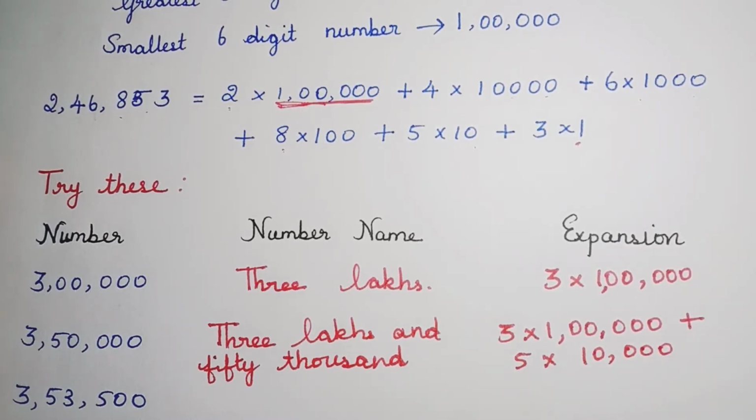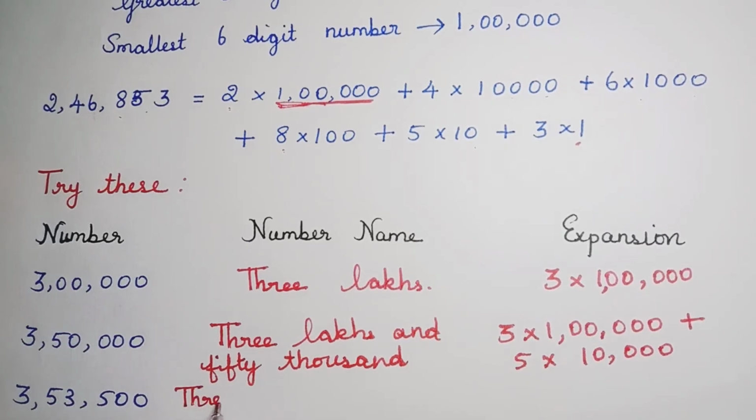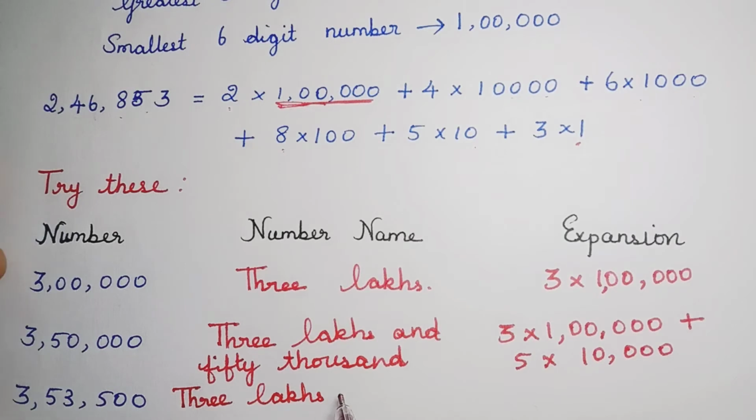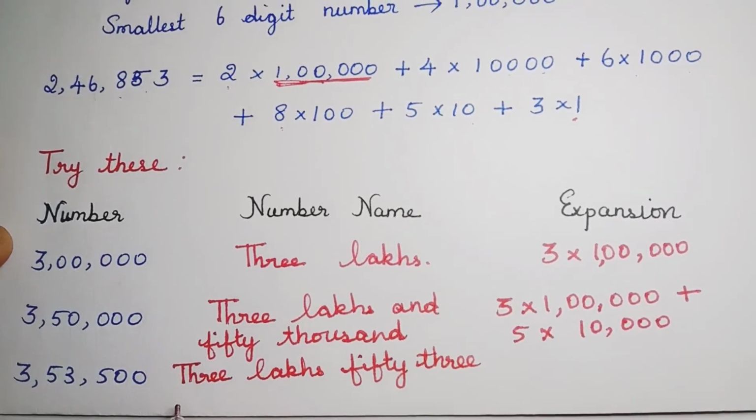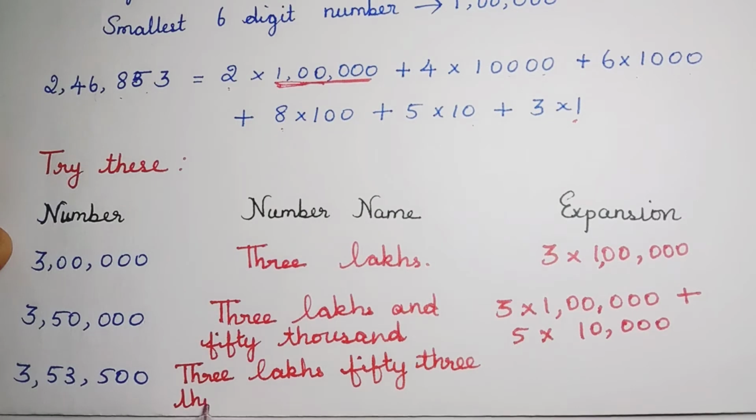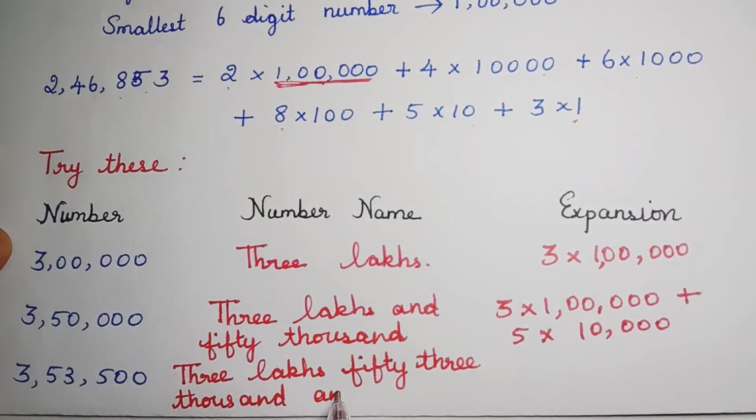So 10, comma, 3 zeros. Okay. So the next number is 3 lakh 53,500. So how will you write this? 3 lakhs 53,000 and 500.